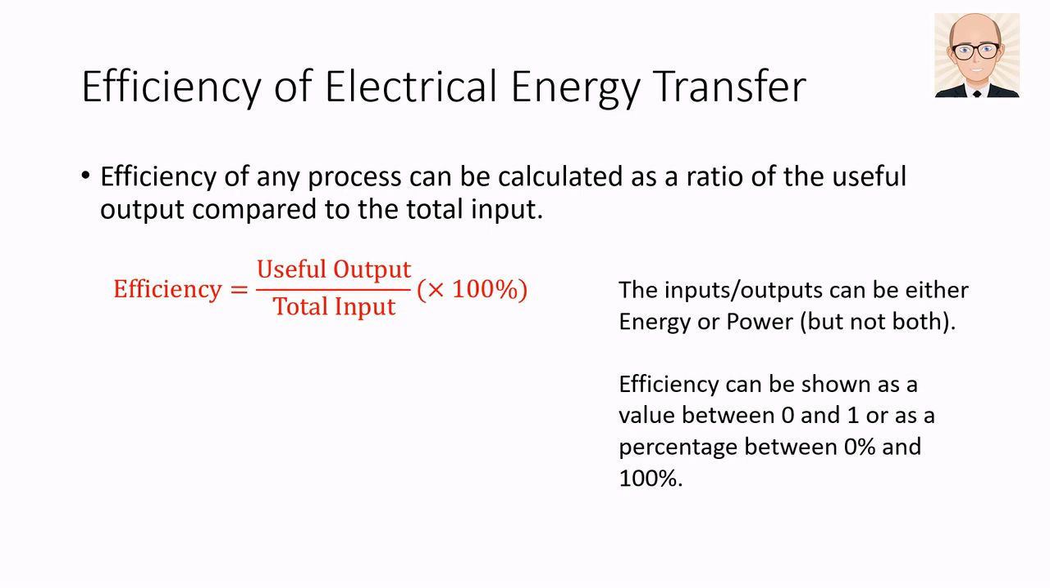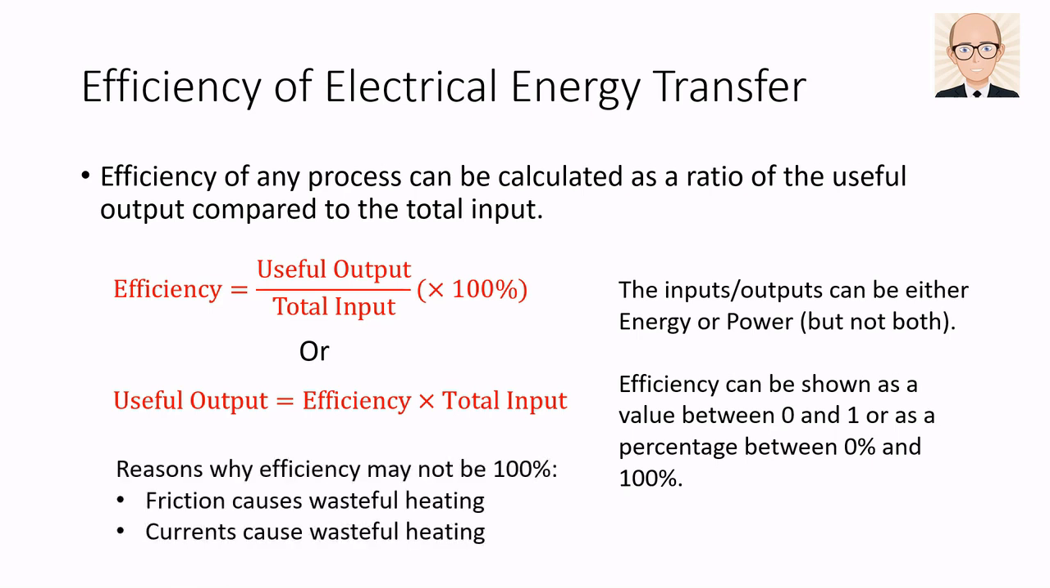The equation may sometimes need to be rearranged to calculate useful output, for example. I've also seen a number of exam questions which ask students to suggest reasons why the efficiency of an electrical energy transfer isn't 100%. Answers to this question should relate to energy being wasted. For example, heating the surrounding air because of friction between moving parts or flowing currents.